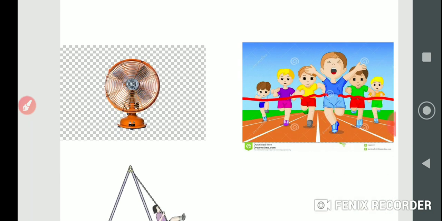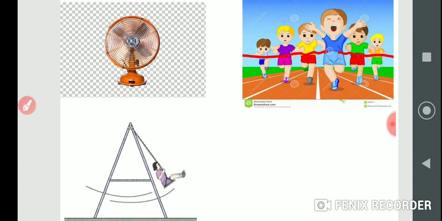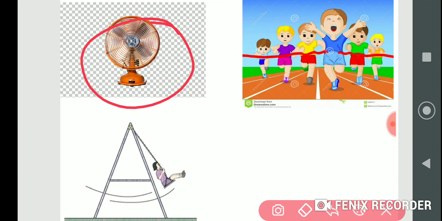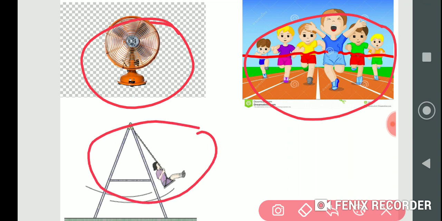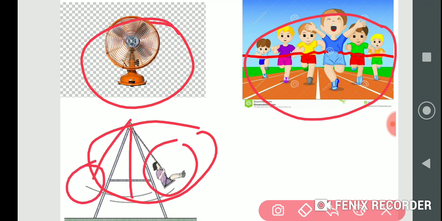So we have three diagrams here. You have to tell what type of motion is in each diagram. In our first diagram, what type of motion is this? Circular motion, because the fan is rotating in a circle. In our second example, this is straight line motion, because students are running in a straight line. And the third example is oscillatory motion, where this is the mean position and here are the two extreme positions of the swing. So first, circular, then straight line, and then oscillatory motion.